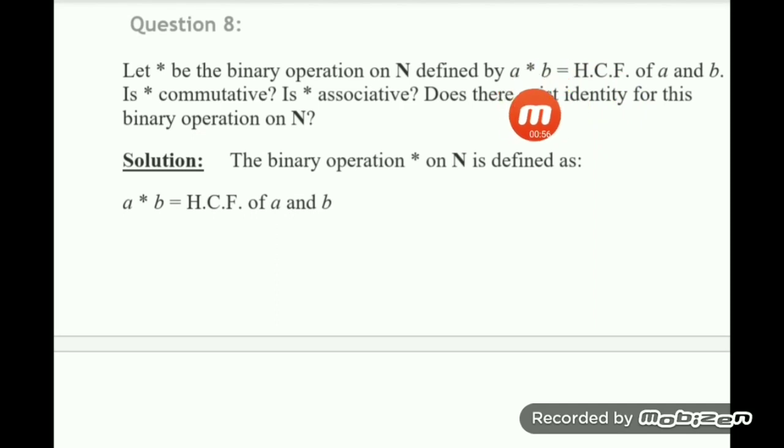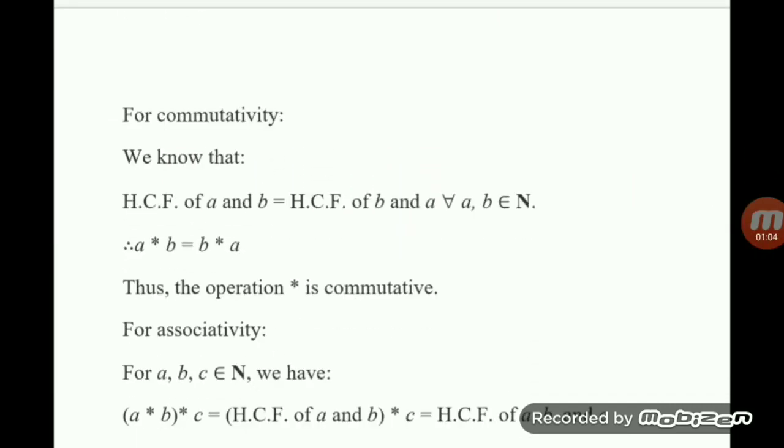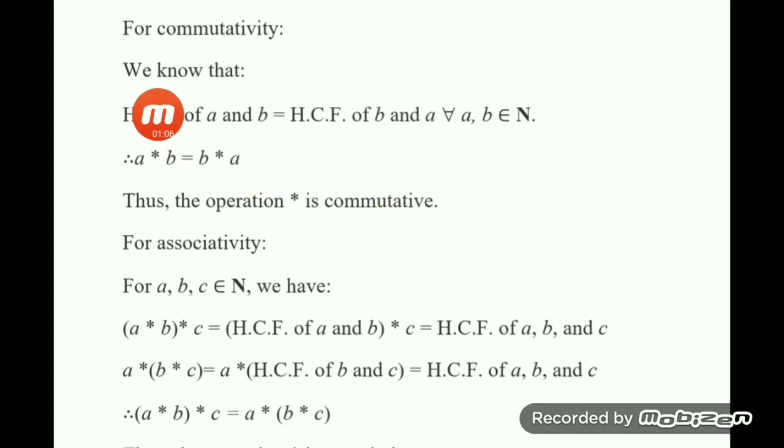So for the first part, your set is this given and your definition of star is this one. First I have written it. For commutativity, we have to take two elements. So we consider two elements a and b, and we know that HCF of a and b and HCF of b and a are the same, and this is true for all a, b belonging to the natural numbers. We have done so many questions. Whatever the position of the elements you take, the HCF of the numbers remains as it is. Suppose you are taking the HCF of 2 and 4 or 4 and 2, the results will be the same. So it is true for all a, b belonging to N, therefore a star b is equal to b star a. Thus the operation star is commutative.